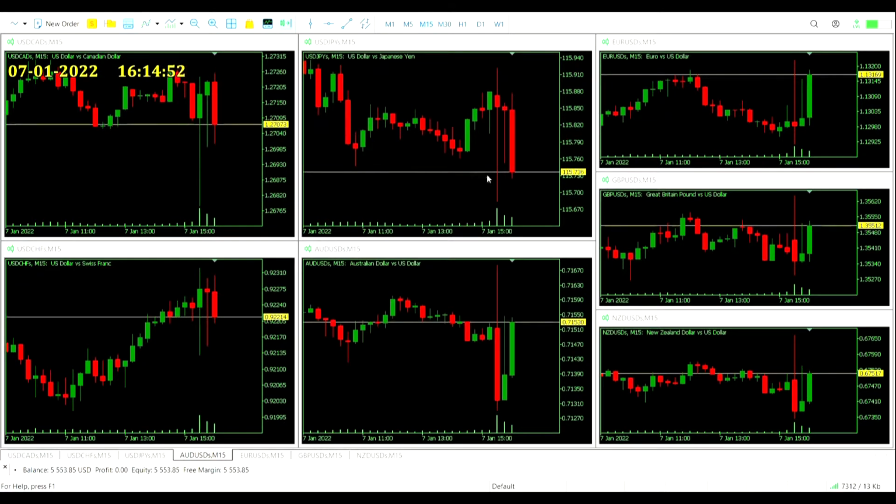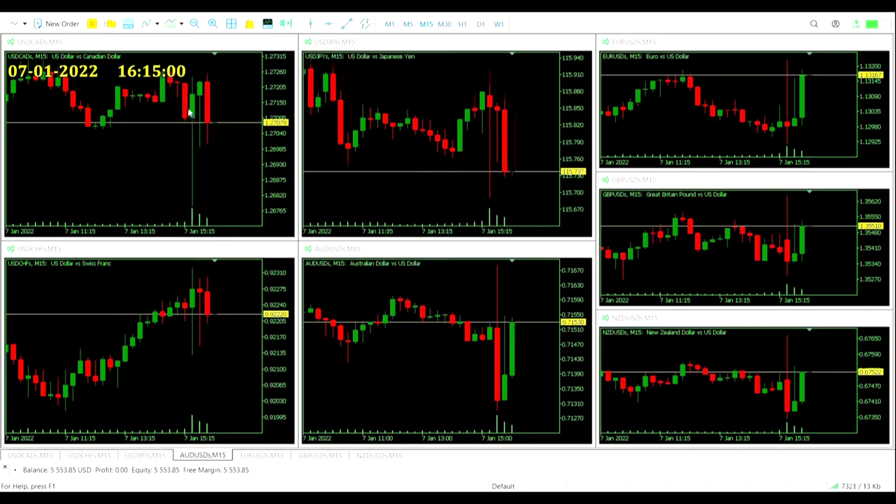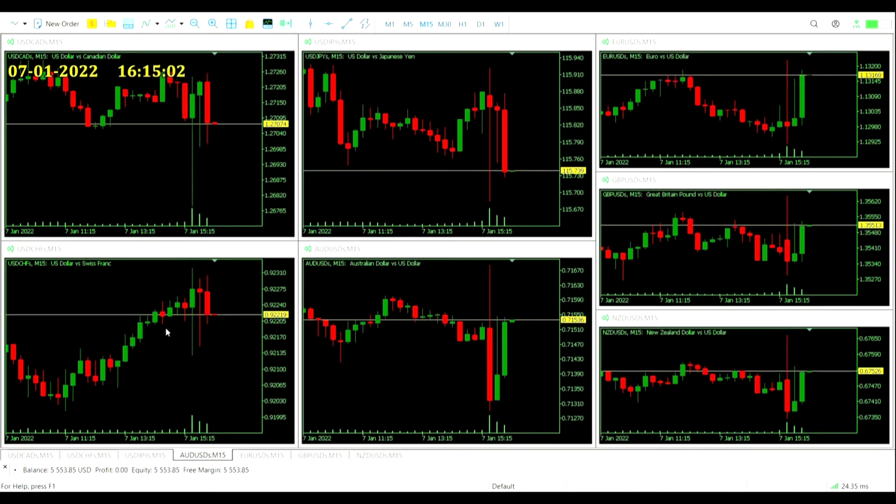10 seconds to go until the end of the candle. We are going to have to wait until the close just to make sure. A couple signals are going to come through for us by the look of it. Let's just wait for it to turn over here. Okay, so nothing on the CAD, nothing on the franc.